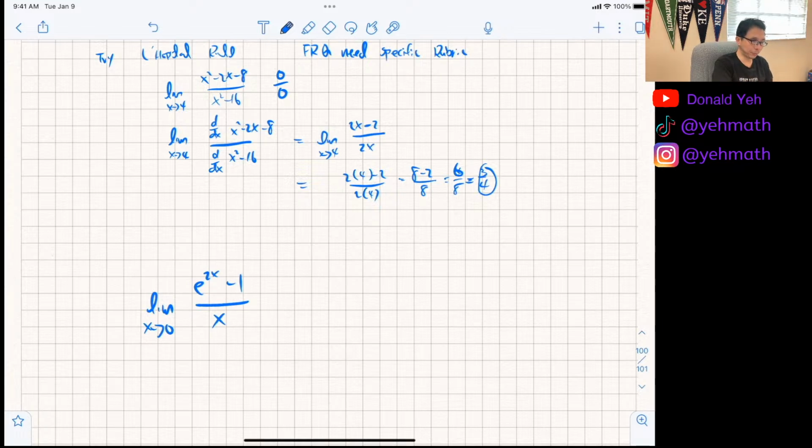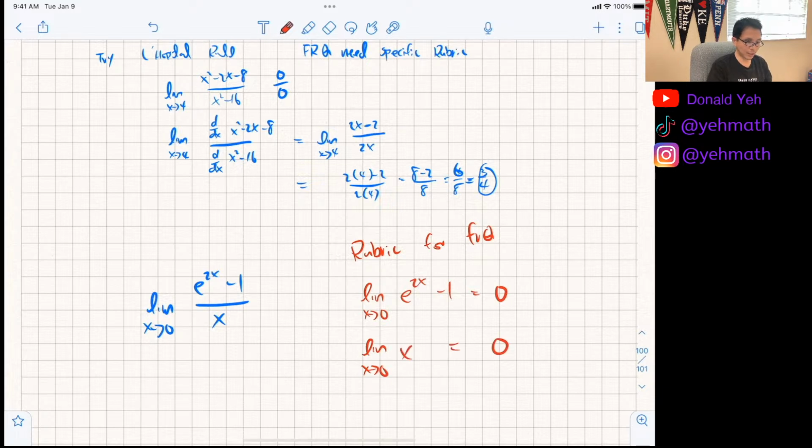Now let's talk about rubric for FRQ. You had to write down limit x approach 0 of e to the 2x minus 1. You had to write down the numerator. What happened when they reach 0? What's e to the 0? What's 1 minus 1? Good. You write down like this. That's just 0.